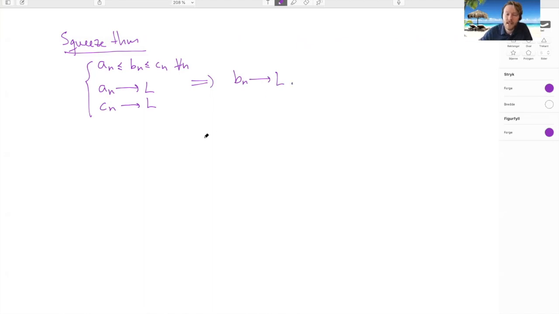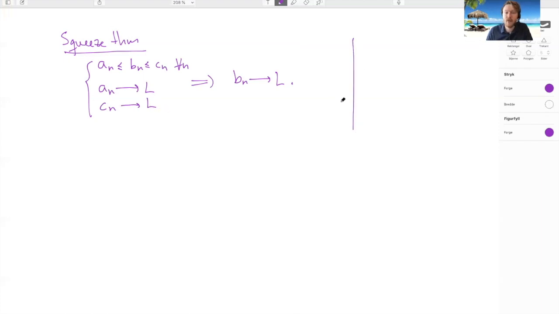A detail here is that we're not from the start assuming that the b_n's converge themselves. So the fact that the a_n's and c_n's both converge to the same limit implies that the b_n's converge, and they converge to the common limit of the a_n's and the c_n's.